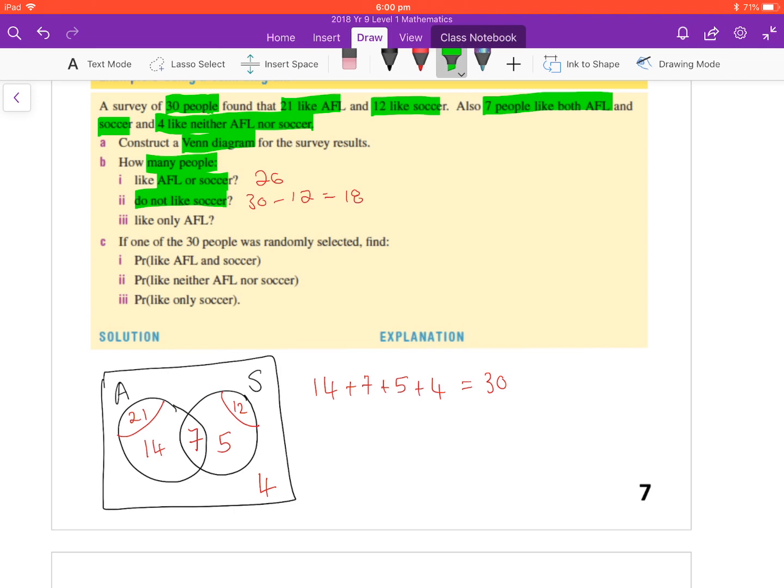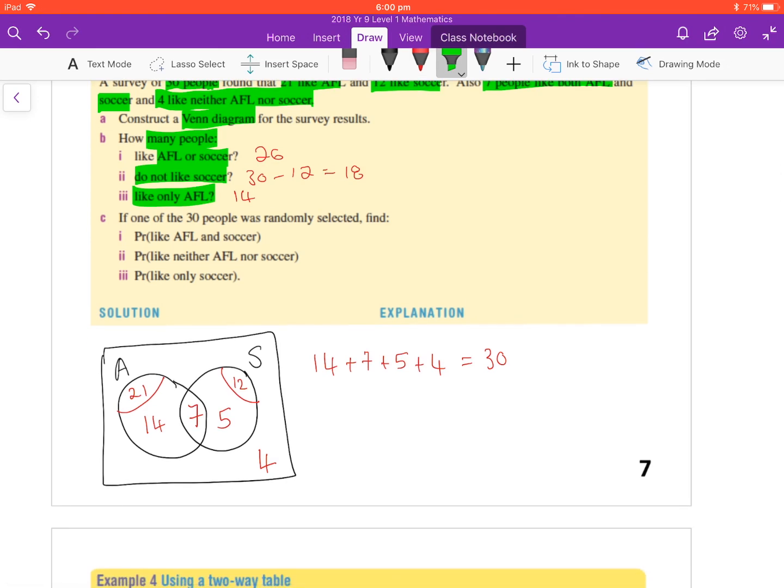How many only like AFL? Only, see, they've used the word only. So how many people only like AFL? Well, there's 14 people. Right. That's all they're asking for in that question in B. With C, they now use the PR at the front here. That's your hint. They're looking for probability with that. So what's the probability they like AFL and soccer? Well, there's 7 people who like both out of a possible 30.